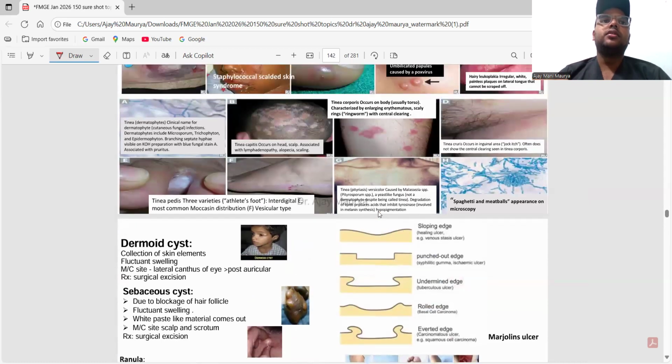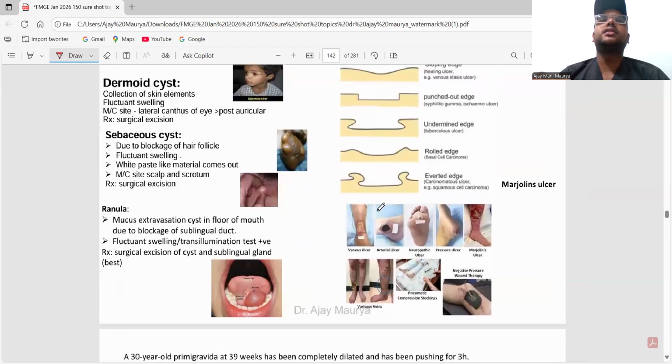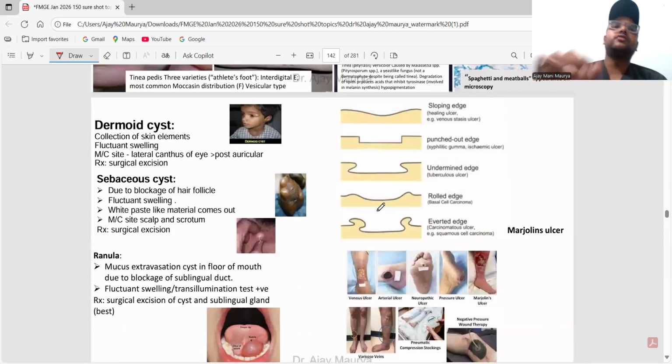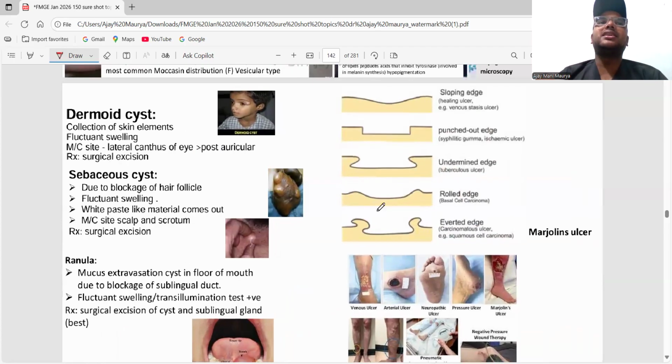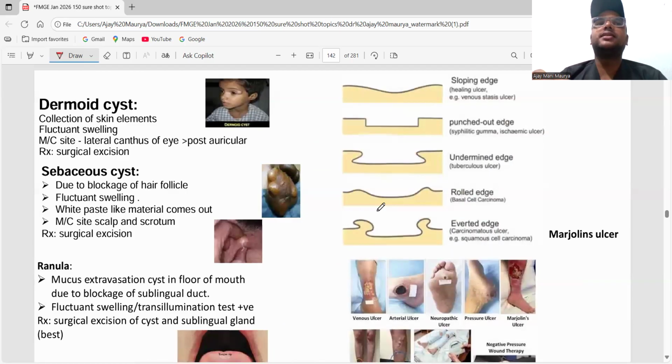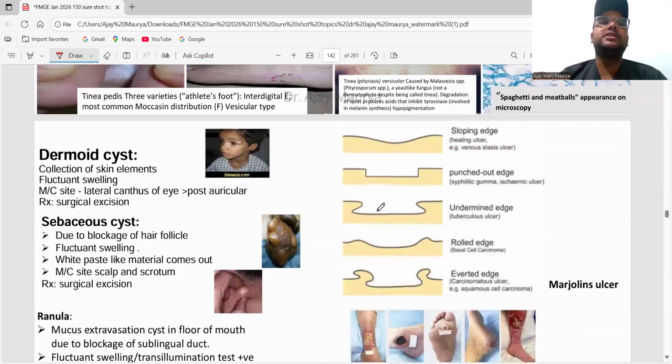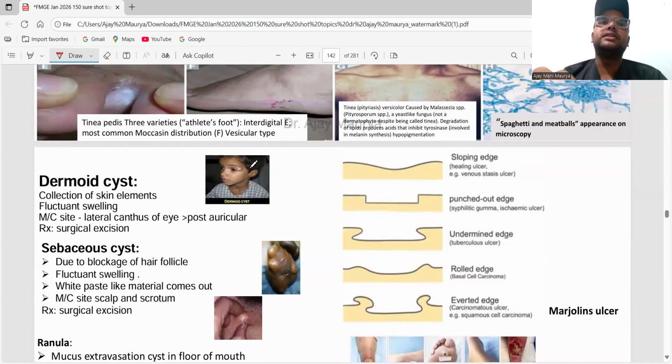Okay, then, dermoid cyst: a collection of skin elements. These are image-based questions. They will give this image at the canthus. This is the lateral canthus of the eye. At this area, they have given a swelling. This is a fluctuating swelling, so this is not going to be any abscess.